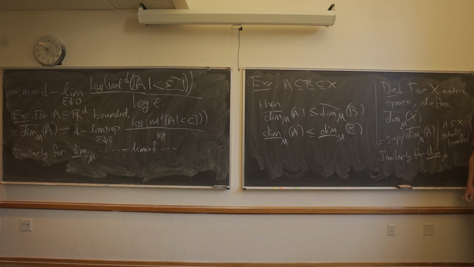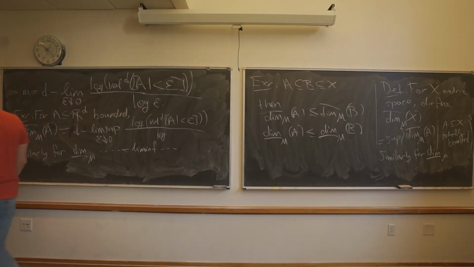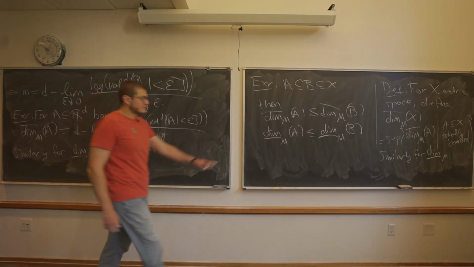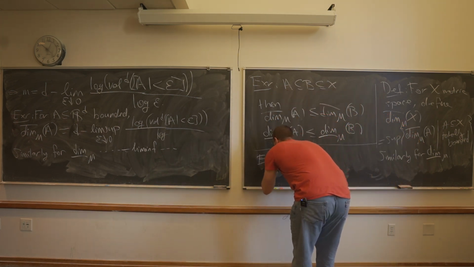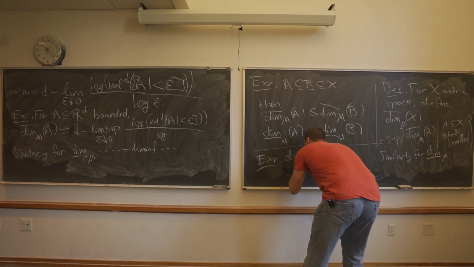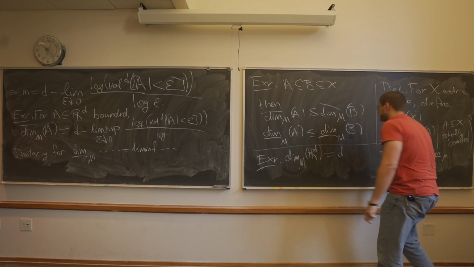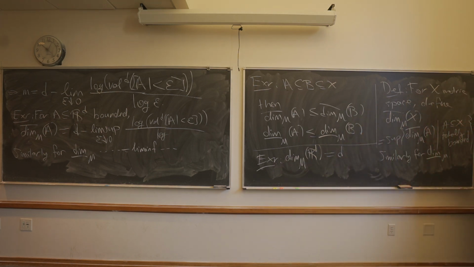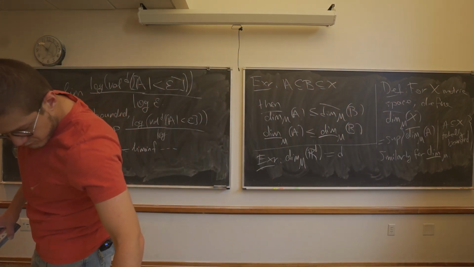And if you use this definition, here's an exercise: no matter which definition you use, the Minkowski dimension of R^d is going to be equal to d. So this somehow calibrates properly the notion of dimension. Okay. Questions? Nice.